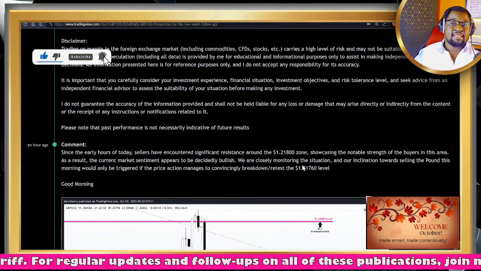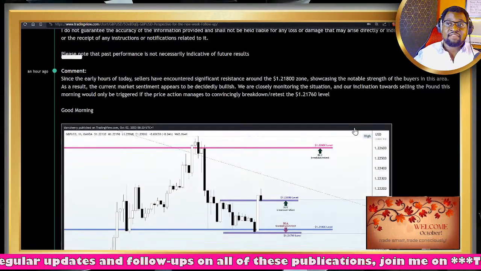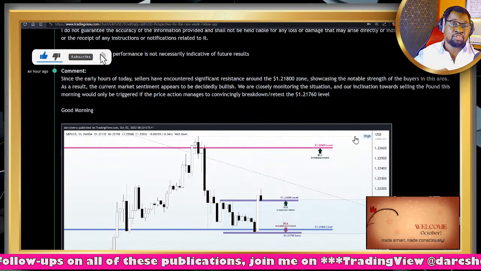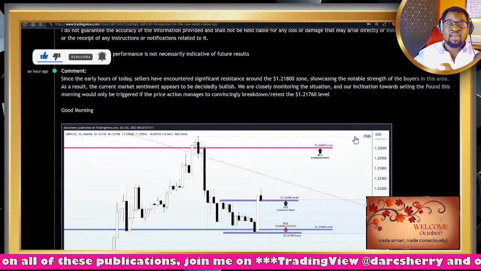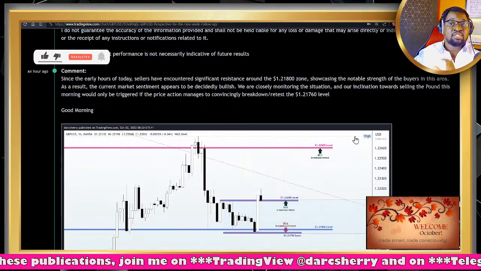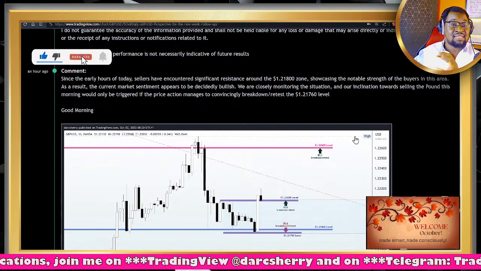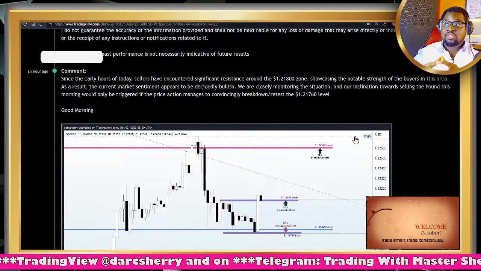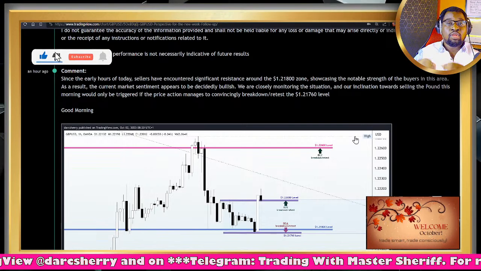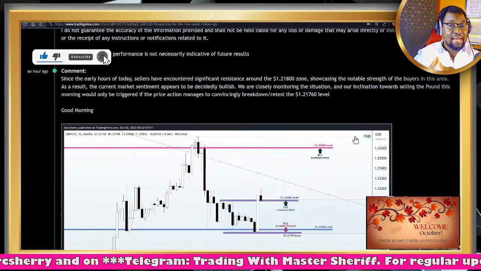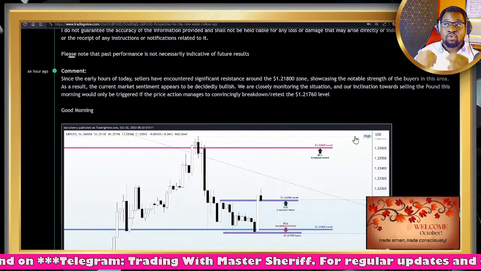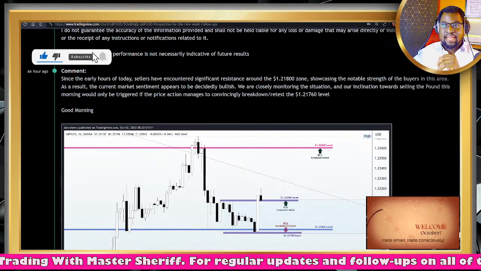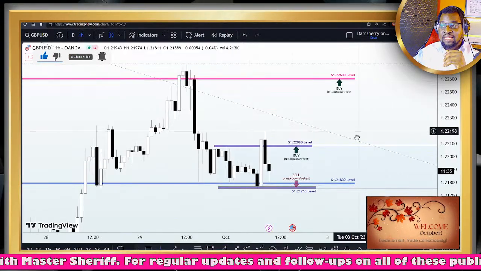Okay. So this is what I said here this morning with regard to this current market structure. I said that since the early hours of today, sellers have encountered significant resistance around the 1.21800 zone, showcasing the notable strength of the buyers in this area. As a result, the current market sentiment appeared to be decidedly bullish. We are closely monitoring the situation, and our inclination towards selling the pound this morning will only be triggered if the price action manages to convincingly break down and retest the 1.21760 level.